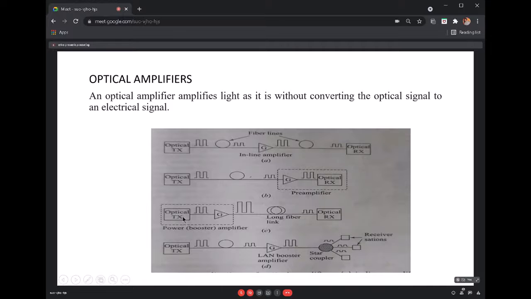If a weak signal is being transmitted, you can't transmit it for a longer distance. When you amplify, when you boost it and send it, it can be sent to a longer distance, to hundreds of kilometers, based upon the gain and the losses. You need to consider the loss of the fiber, receiver, transmitter, the entire thing. By taking care of that, you can transmit it to a longer distance.